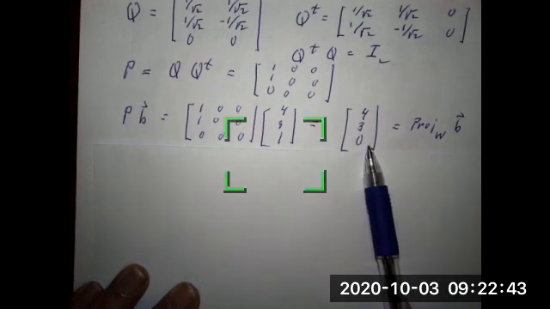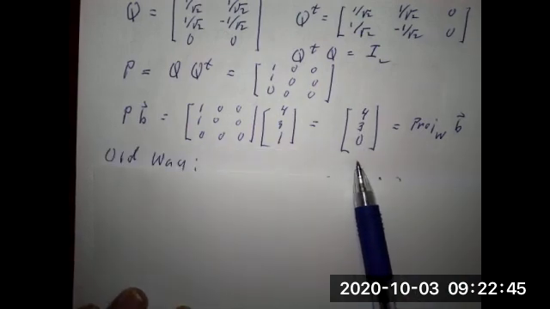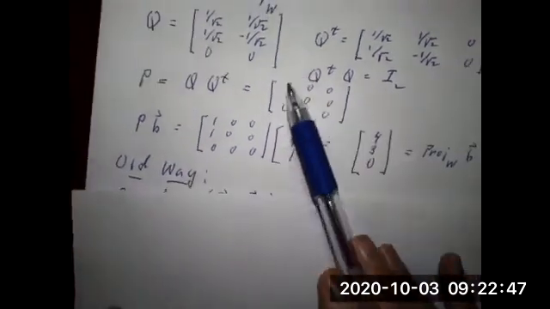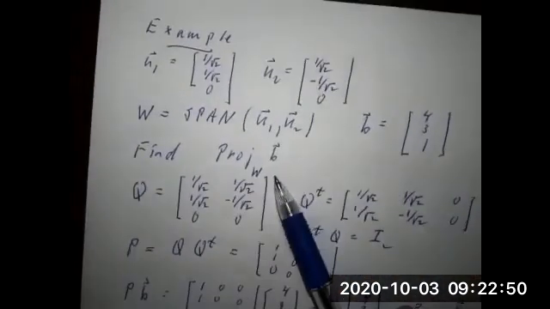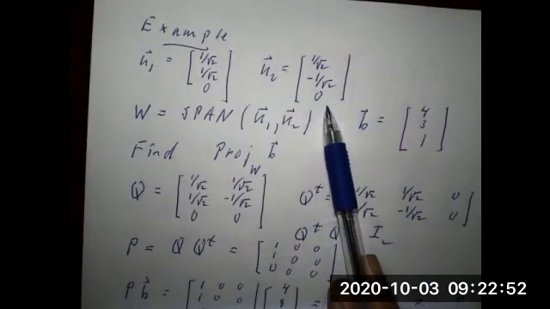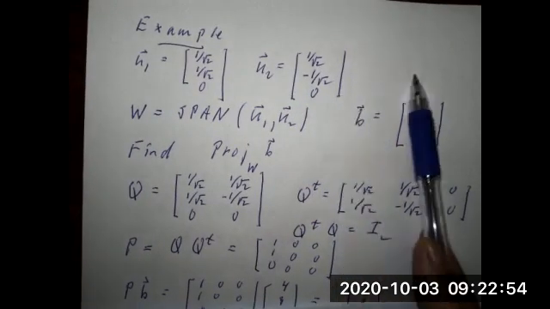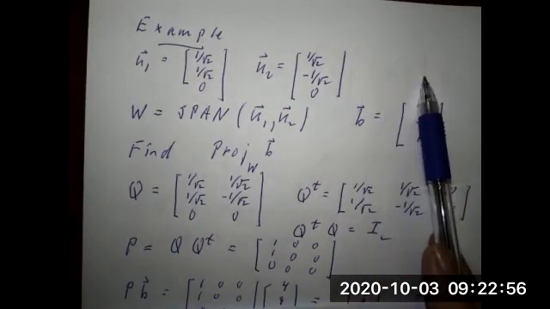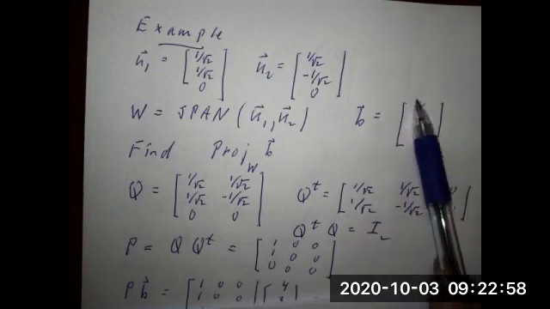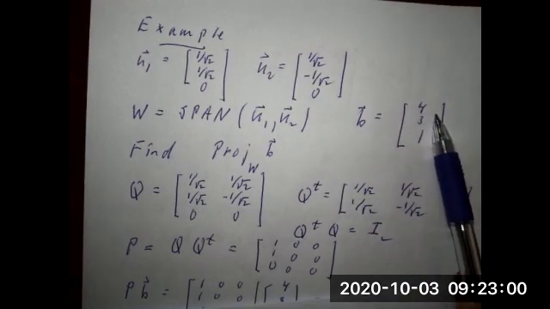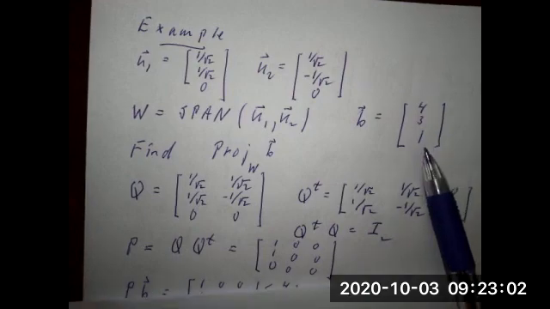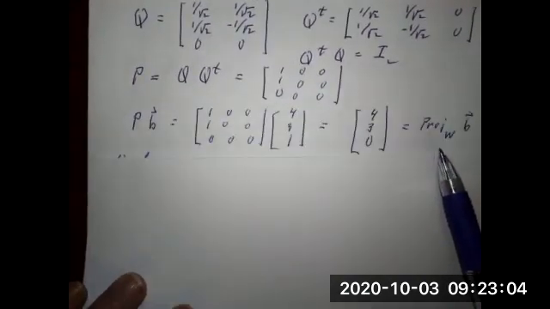Now this intuitively makes sense because the vectors U1 and U2 had a third component of 0. So they're living in the horizontal plane. So if I project this vector onto the horizontal plane, its third component should be 0. So that's what we see.